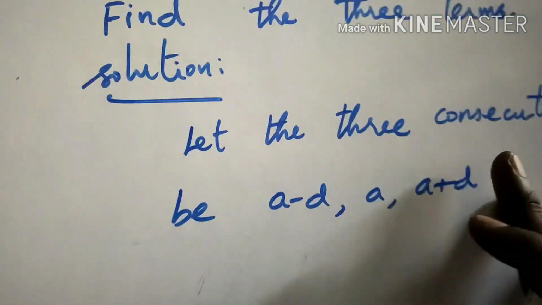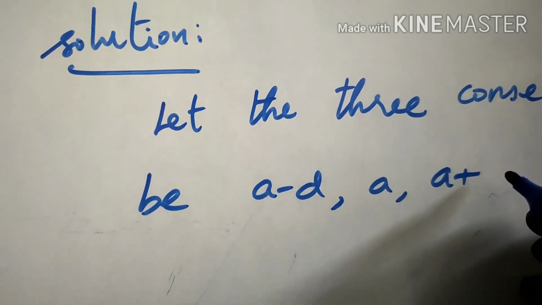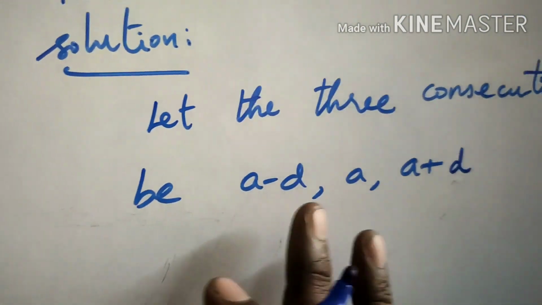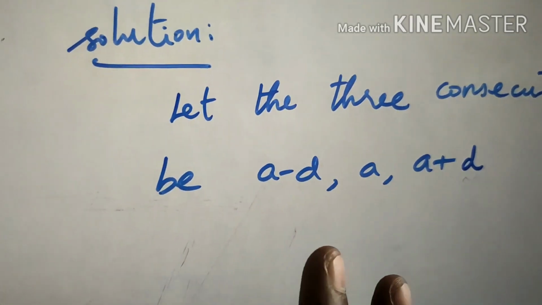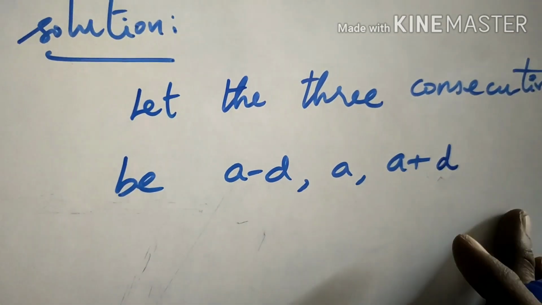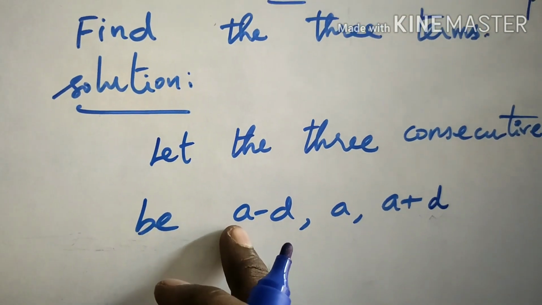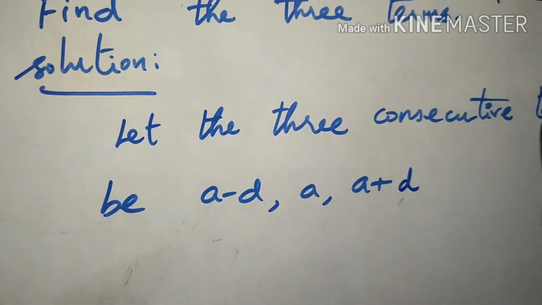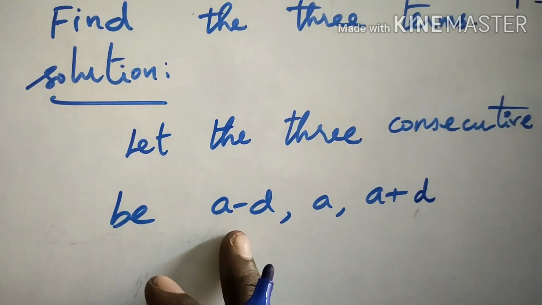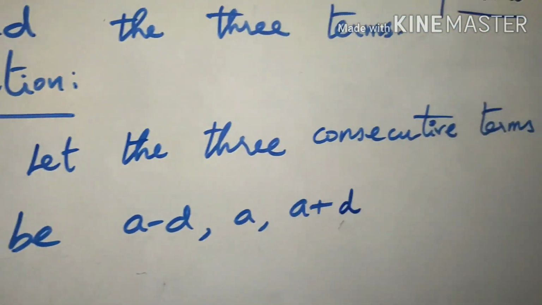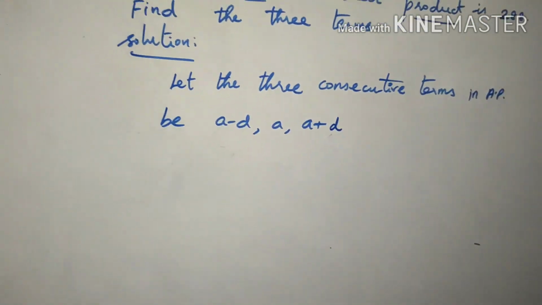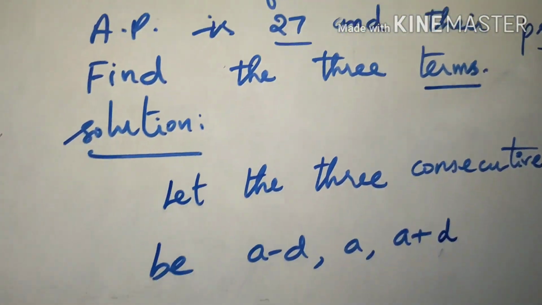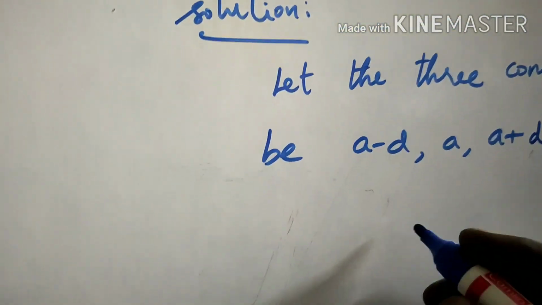Okay, so we have to find these terms only. These three are numbers. We are going to find what the numbers are. For that we need to find A, the first term, and D, the common difference. Those are the 2 things we have to find, and if you substitute here, we can easily find the numbers, the terms. So we'll use the first condition.